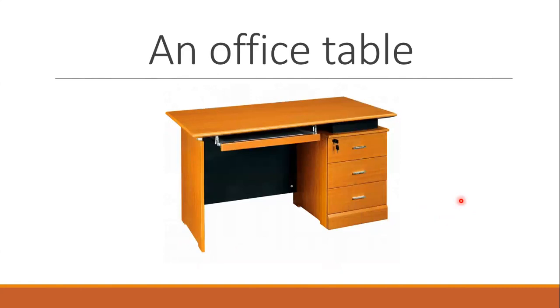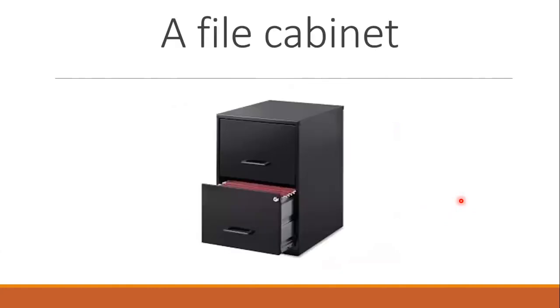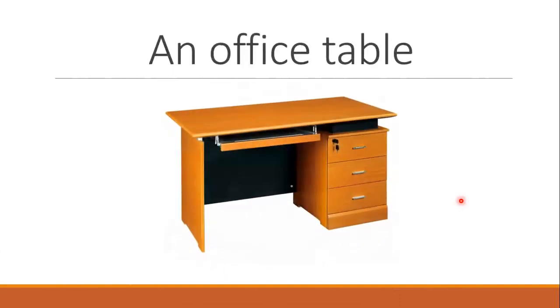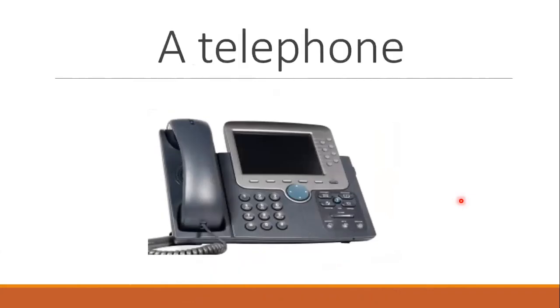So if you rewind again, try to practice. The first one was, let's review. File cabinet, binder shelf, computer, a chair, an office table. Now we have an easy one, a telephone, right? This is an easy one. I think nobody has a problem with this. Good, pretty good.